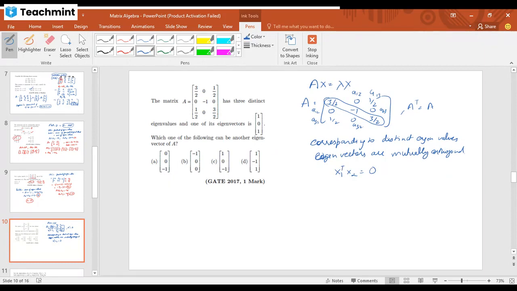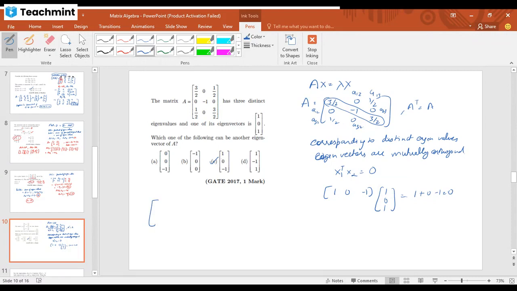Looking at the options, (0, 0, -1) is not it, (-1, 0, 0) is not it, (0, 1, 0) is not it, but (1, 0, -1) is. If I choose this one, its transpose is (1, 0, -1), and if we take its product with (1, 0, 1), the result is 1 plus 0 minus 1, which is 0. So this is the correct option. Otherwise, we can verify using the other property also.